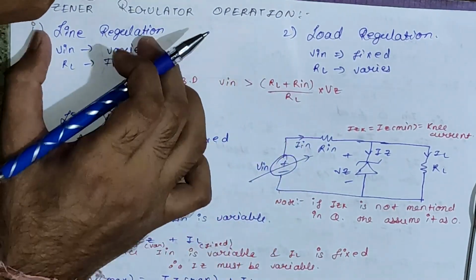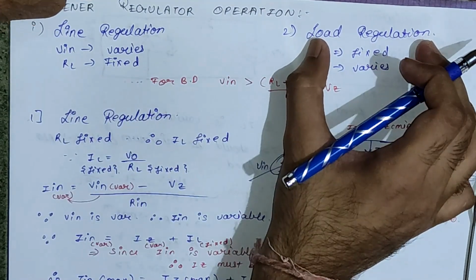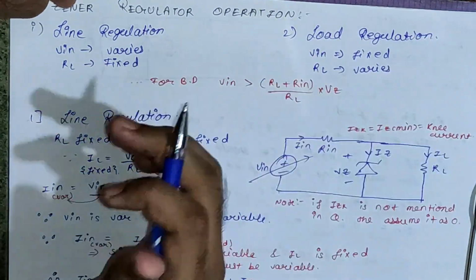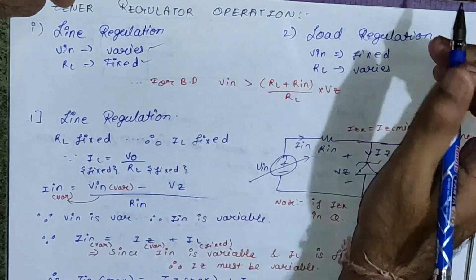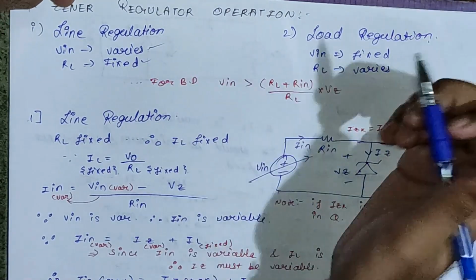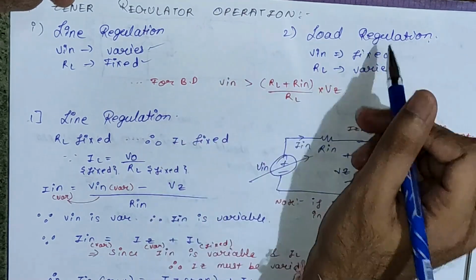Regulation is divided into line regulation and load regulation. In line regulation, the line varies. It means that the input voltage varies and RL is fixed. While in the case of load regulation, the load varies. That means RL varies while Vin is fixed.